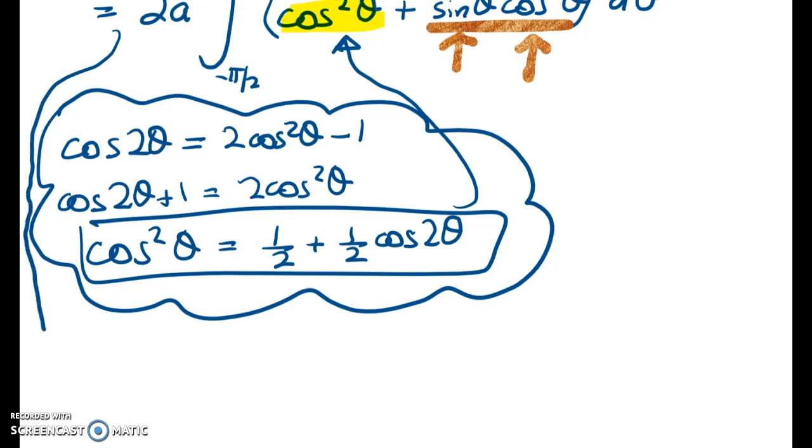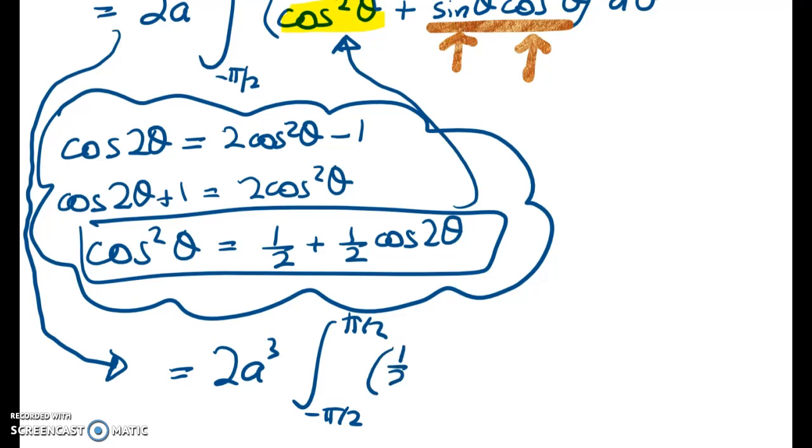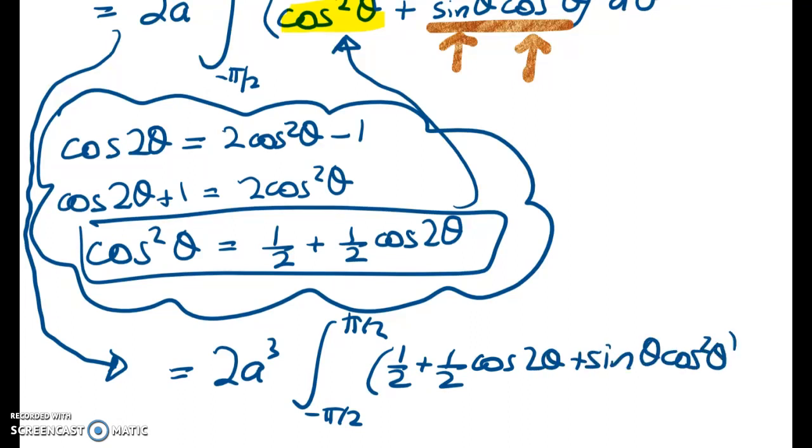So down here, where are we up to? Well, we've got equals 2a cubed. I know most of you have stopped watching by now. Congratulations if you're still watching. Come and claim your chocolate bar. Right, so cos squared theta is 1/2 plus 1/2 cos 2 theta plus this thing here, which we can deal with easily.